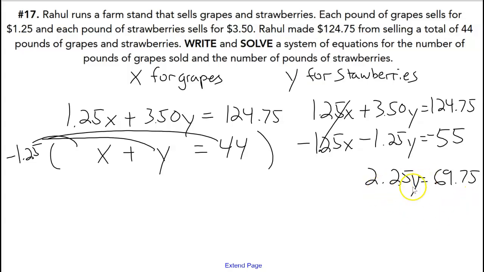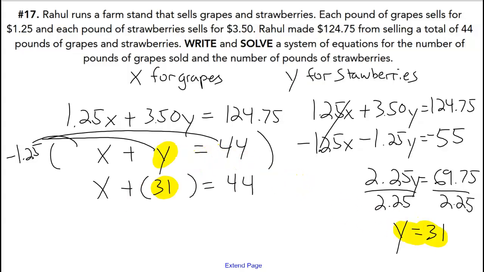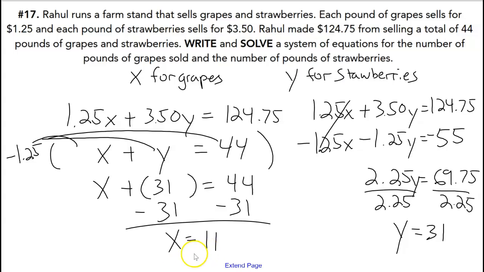Now I just got to simply solve for y here by dividing by 2.25. And y is equal to 31. Now that I know what y is, it won't be hard to figure out what x is since the total is 44. So I plug in 31 for y, subtract 31 from 44, and 11 is the number for x. So 11 pounds of grapes and 31 pounds of strawberries.